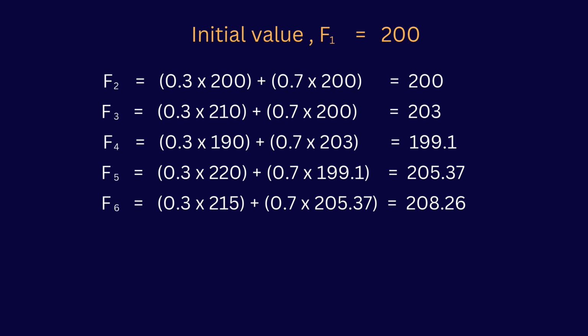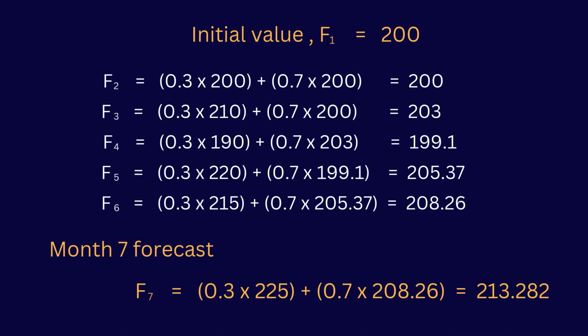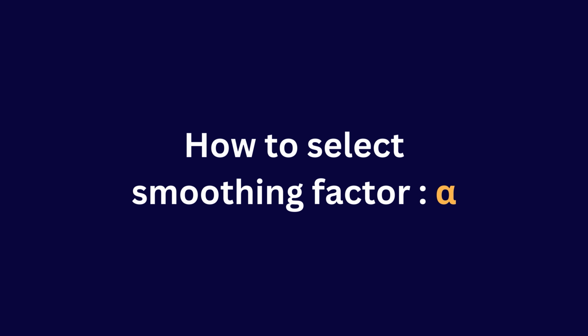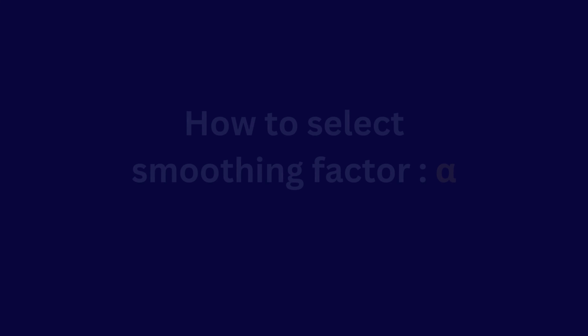Now we can calculate the month 7 forecast value. So F7 equals 0.3 multiplied by 225 plus 0.7 multiplied by 208.26, equal to 213.282. So our forecast sales for month 7 is around 213.282.